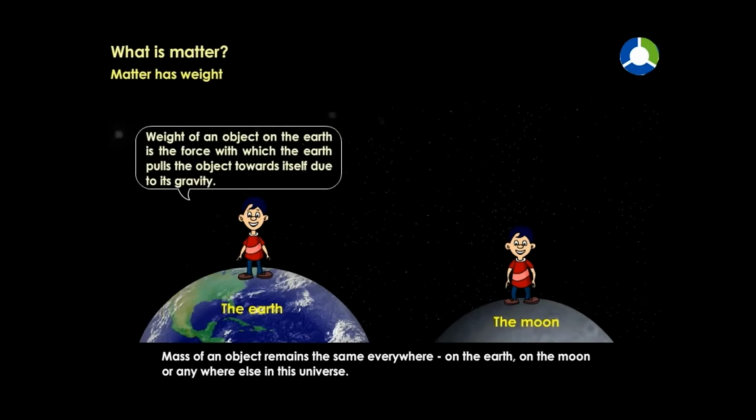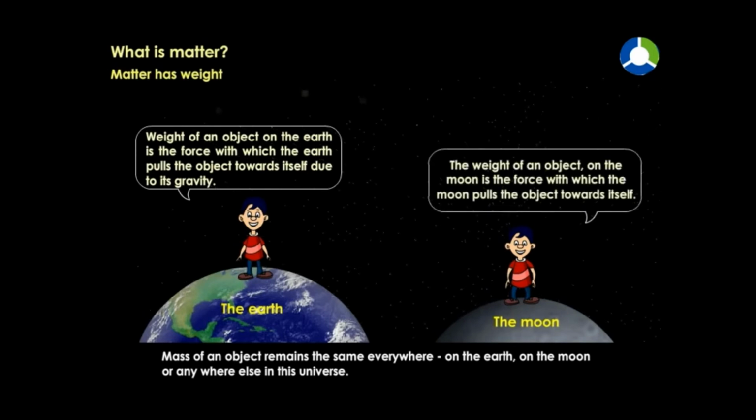Weight of an object on the earth is the force with which the earth pulls the object towards itself due to its gravity. The weight of an object on the moon is the force with which the moon pulls the object towards itself.